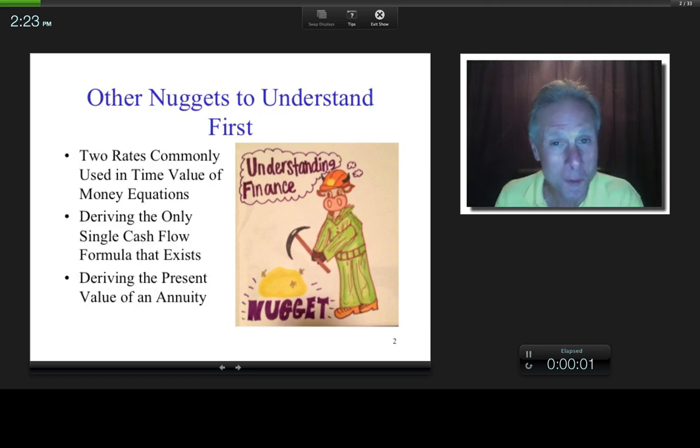So some prerequisite nuggets necessary to understand this. Well, two rates commonly used in time value of money equations, or deriving the only single cash flow formula that exists, and deriving the present value of an annuity. And of course, you could always watch the two lectures also, the single cash flow lecture and the multiple cash flow lecture, which has all this together in chronological order.